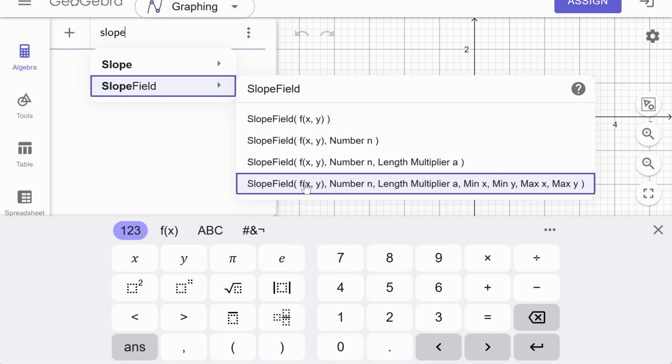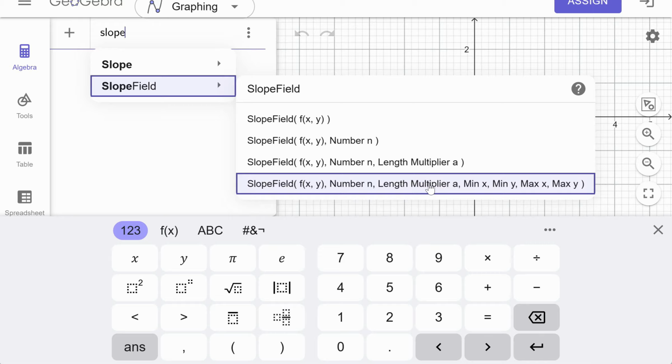This f(x,y) means that's the expression, like dy/dx equals negative x over y. That one we have, you put in here negative x over y. The number is how many you want from left to right based on what you put in here for a min and a max for each of x and y. It's a bit of a weird order: min x, min y, max x, max y. And then the only other thing here, length multiplier.